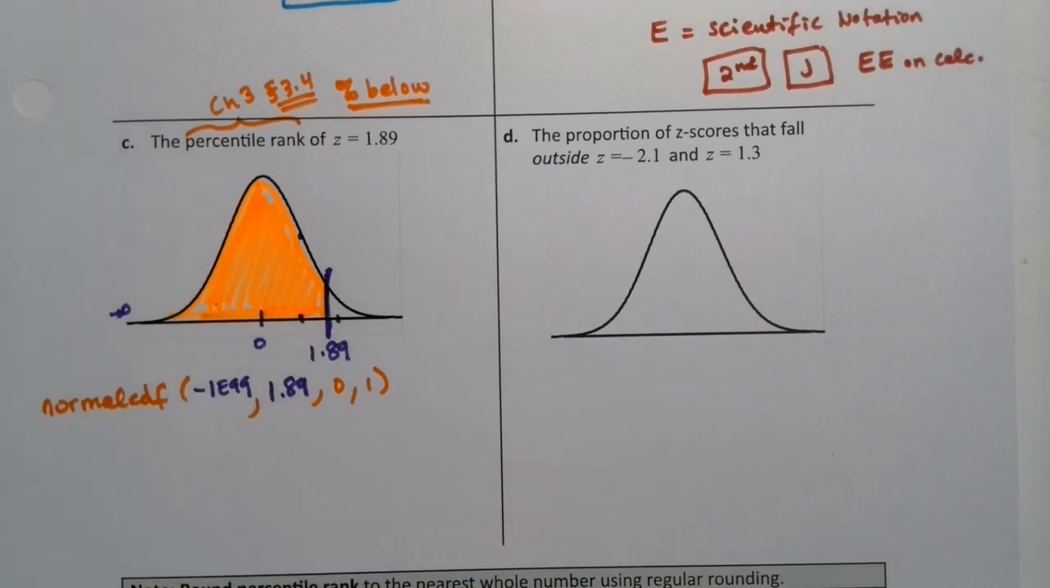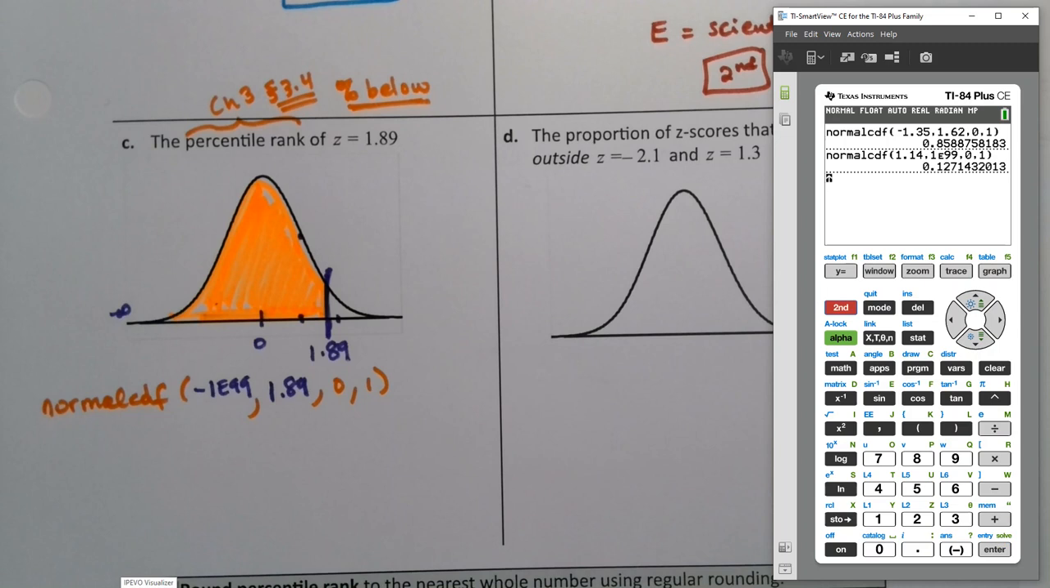And if you're thinking this will be easier in StatCrunch, you would be correct, but that's all right. So second distribution, normal CDF, little negative sign, that's where you grab it. It's that one in the parentheses. Negative 1e99, and then 1.89. Enter, enter, enter, enter, get to paste, press enter, and there you have it.